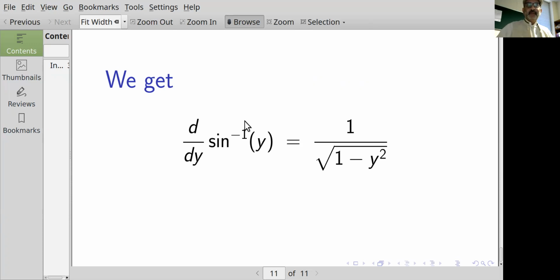Later, in the next session, we're going to consider the derivatives of the inverse functions of all of the main trigonometric functions, and the steps required to find their derivatives are very similar to the ones that we've used here.